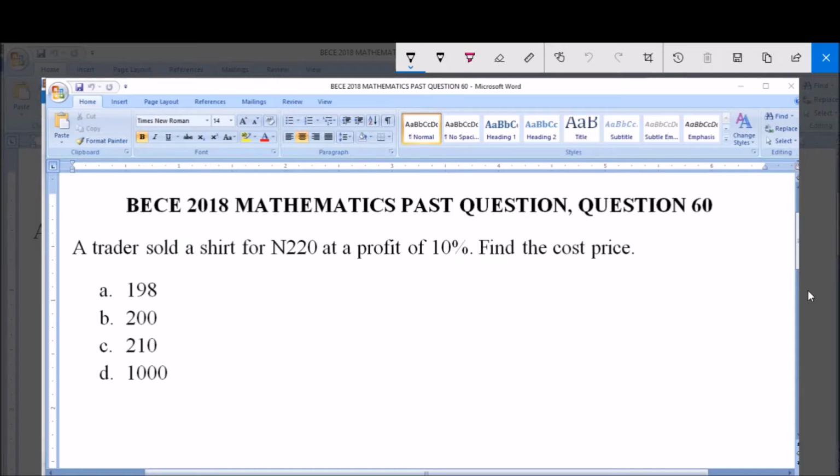A trader sold a shirt for 220 naira at a profit of 10%. Find the cost price. A, 198 naira; B, 200 naira; C, 210 naira; and D, 1000 naira.